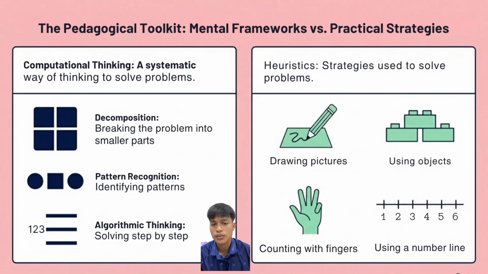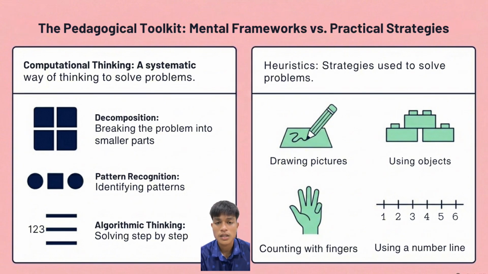We move to slide 3. In this slide, we can see the difference between computational thinking and heuristics. Computational thinking is a systematic way of solving problems. It teaches pupils how to think carefully and logically. There are 3 important computational thinking skills in this lesson. The first is decomposition. Decomposition means breaking a problem into smaller parts so that it becomes easier to solve.